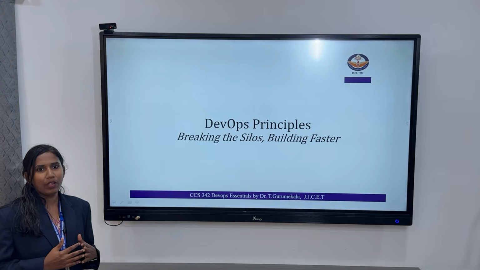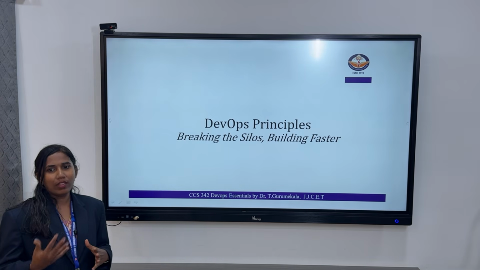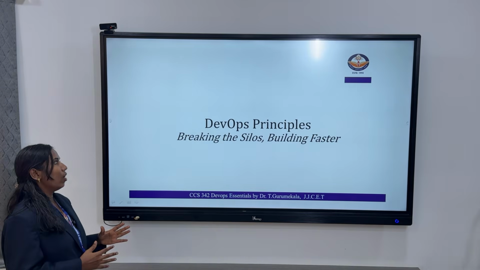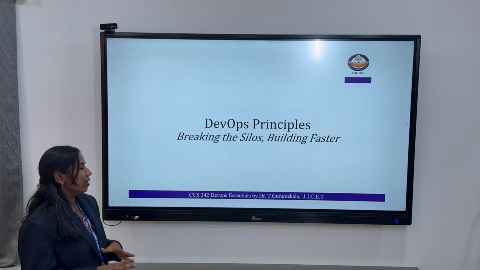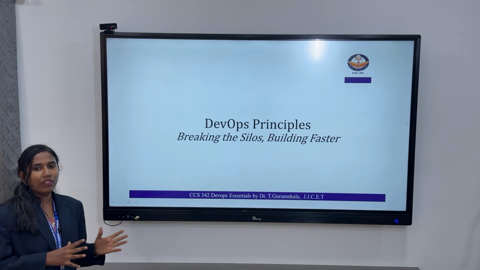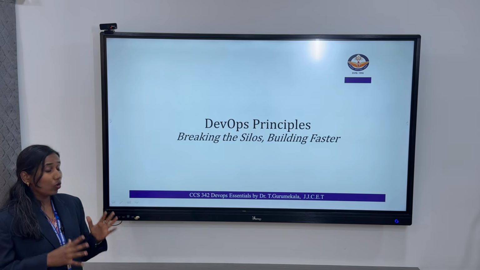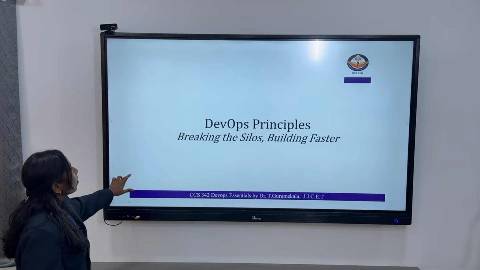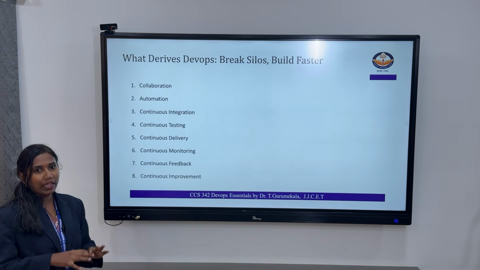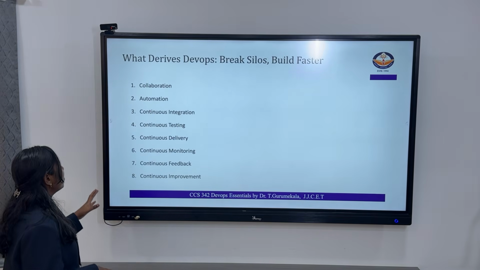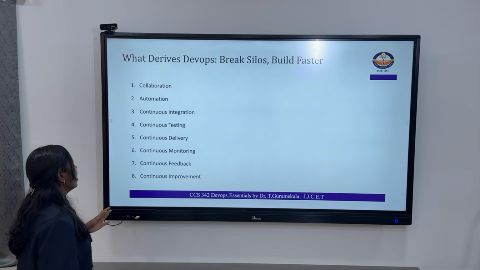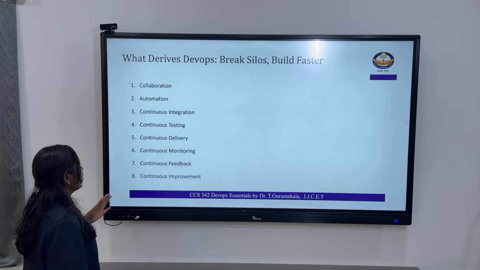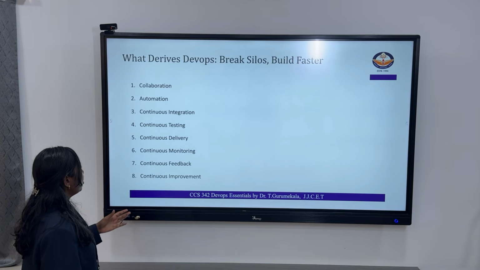So each team will be knowing nothing about what other teams are doing. Here, not like that. So breaking the silos is breaking the wall between development and operations, so that it helps build the products faster. So DevOps has eight principles: collaboration, automation, continuous integration, continuous testing, continuous delivery, continuous monitoring, continuous feedback, and continuous improvement.